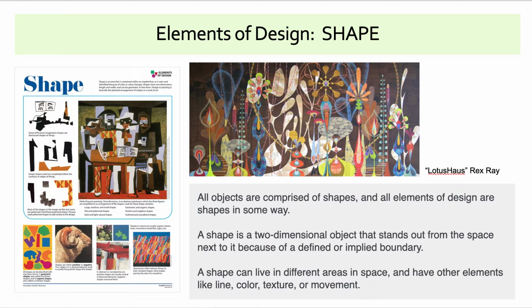Shape. All objects are comprised of shapes, and all elements of design are shapes in some way. Even dots and lines. A shape is a two-dimensional object that stands out from the space next to it because of a defined or an implied boundary. So either we have defined the outer edges of a shape very, very clearly, or we have implied it. A shape can live in different areas in space and have other elements like line, color, texture, or movement.